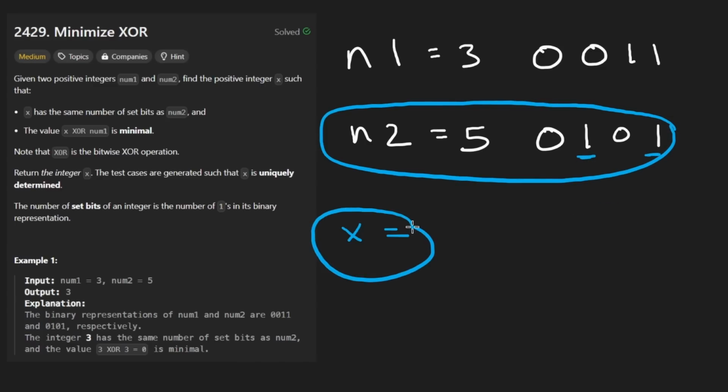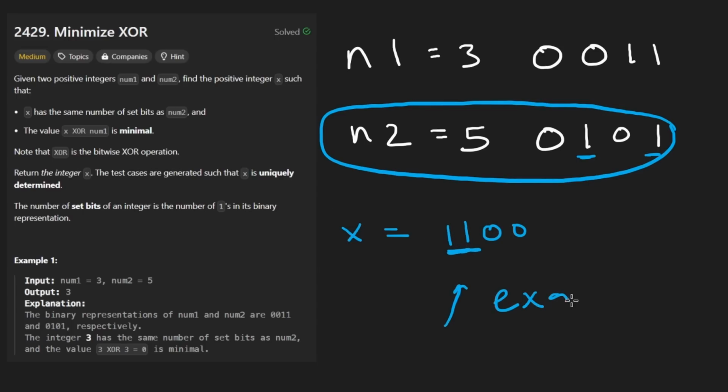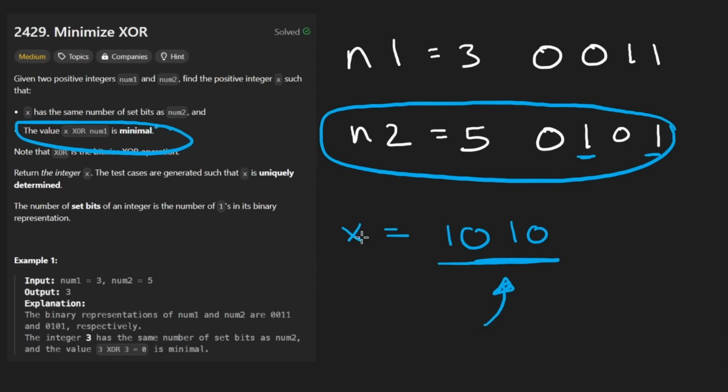Thus, whatever number we pick for x, it has to have exactly 2 bits set. So no more and no less than 2. They could be in any position. Like we could put them like this, but it has to have exactly 2 bits set. Now, the second part here is where exactly we are going to put the bits.